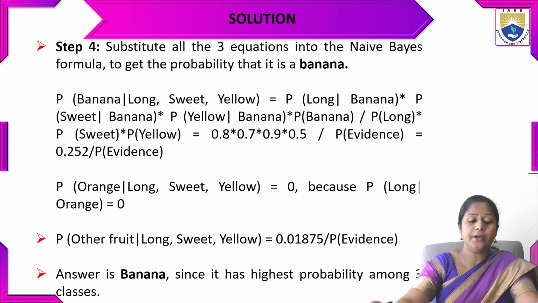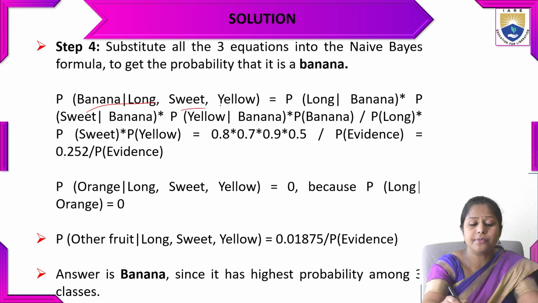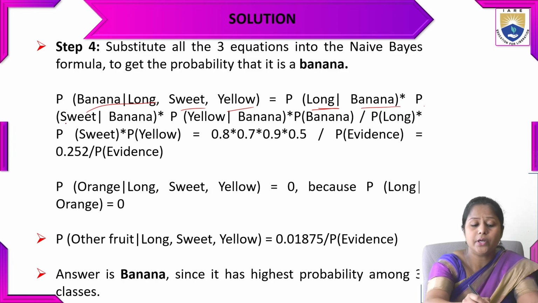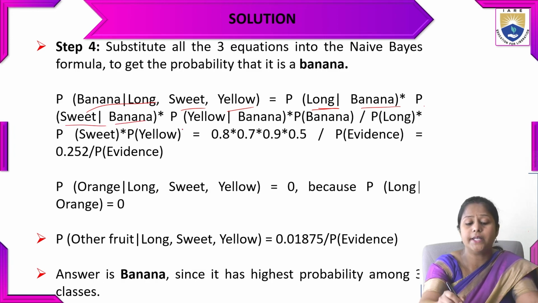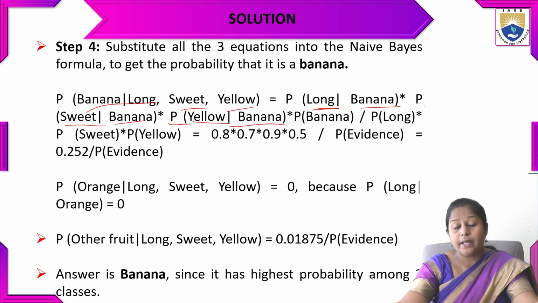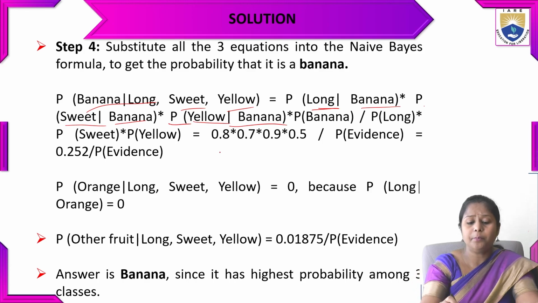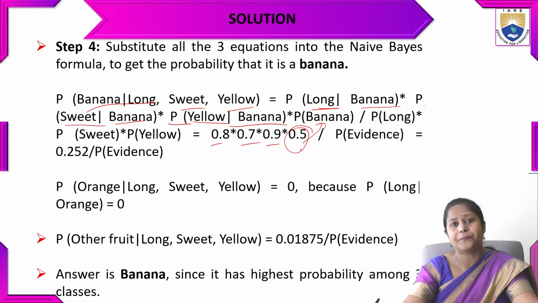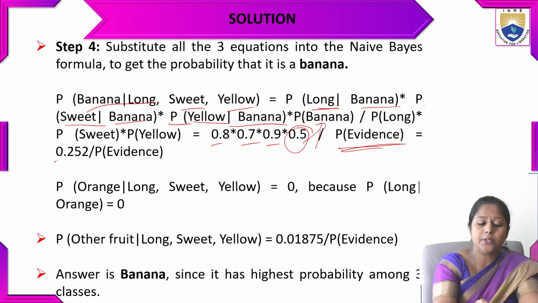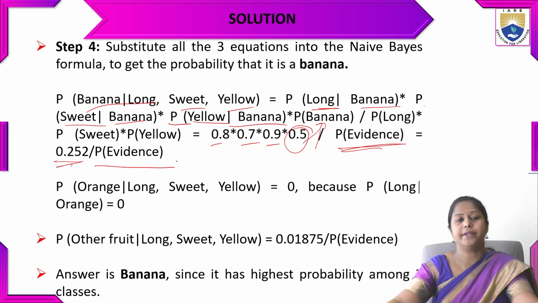So P of banana given long, sweet, yellow is equal to P of long given banana into P of sweet given banana into P of yellow given banana into P of banana, divided by P of long, P of sweet, and P of yellow. So 0.8, 0.7, 0.9 into 0.5, where 0.5 is the P of banana, divided by P of evidence. That will be equal to 0.252 divided by P of evidence, right?